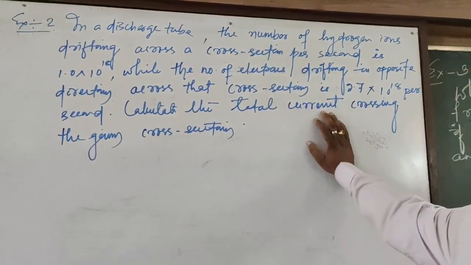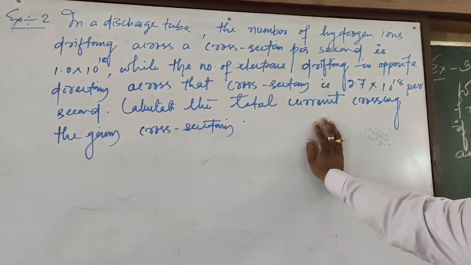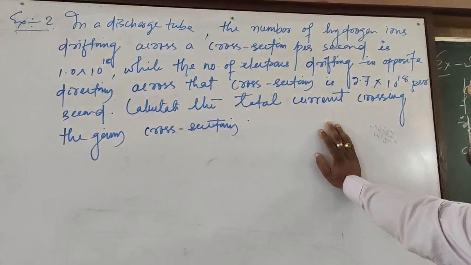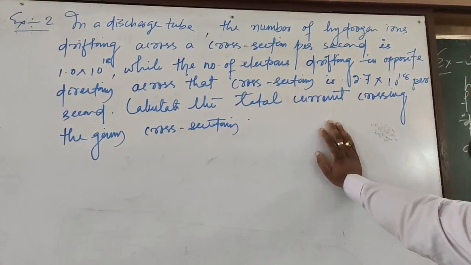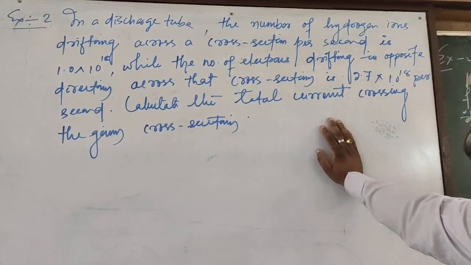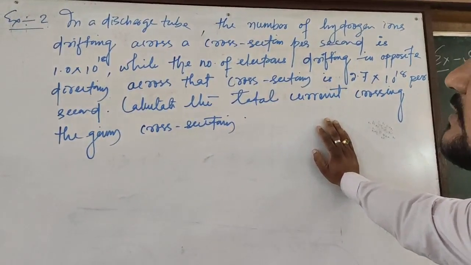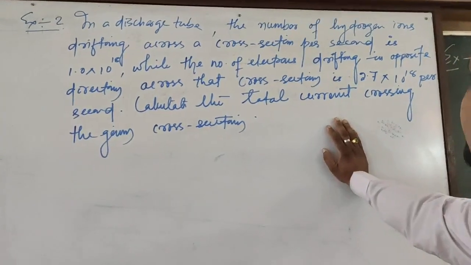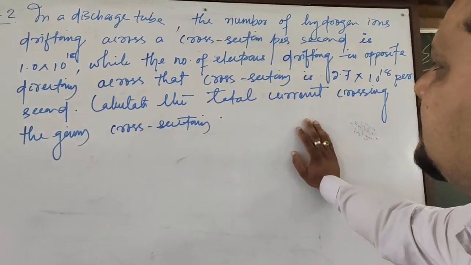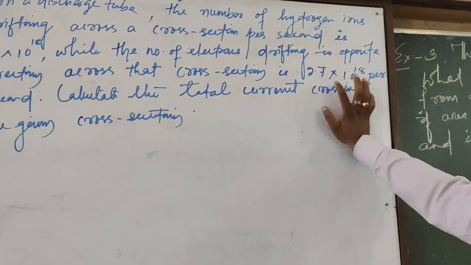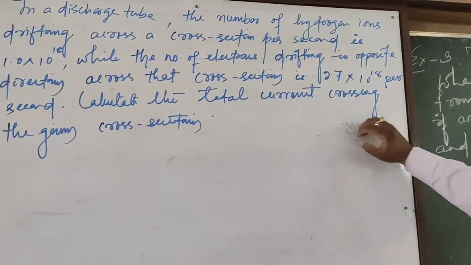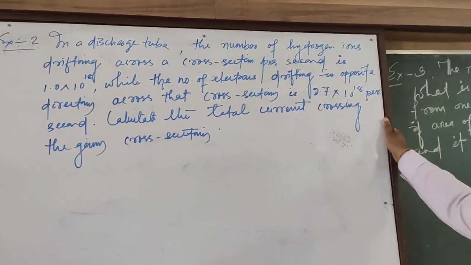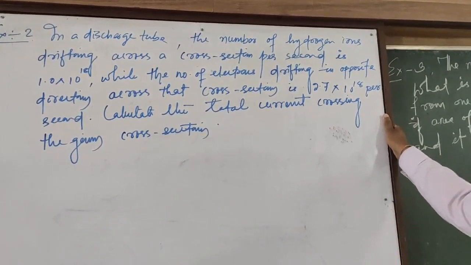Next, example 2. In a discharge tube, the number of hydrogen ions drifting across a cross section per second is 1.0 into 10 to the power 18, while the number of electrons drifting in the opposite direction across that cross section is 2.7 into 10 to the power 18 per second. Calculate the total current crossing the given cross section.